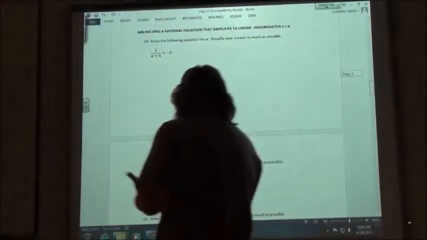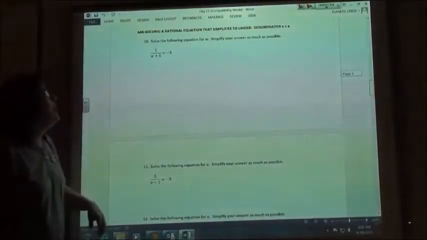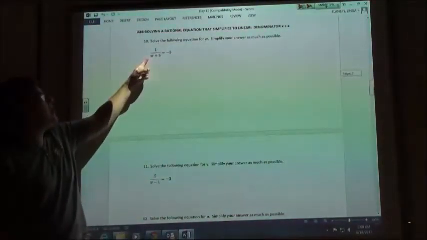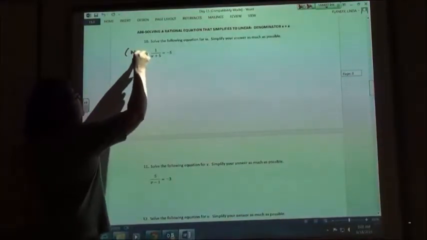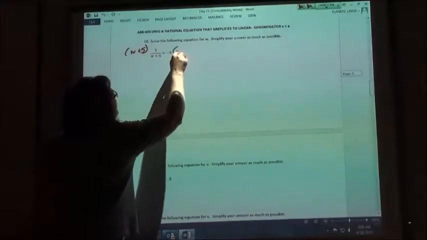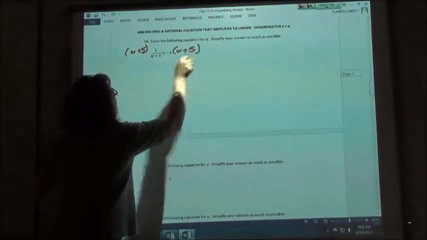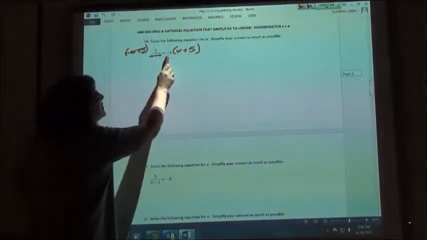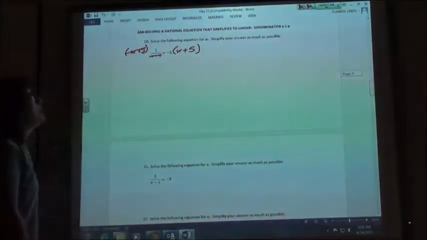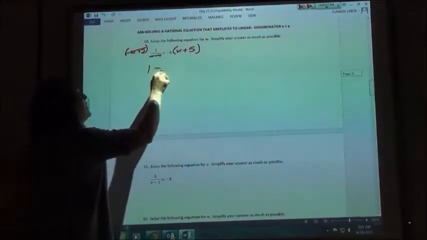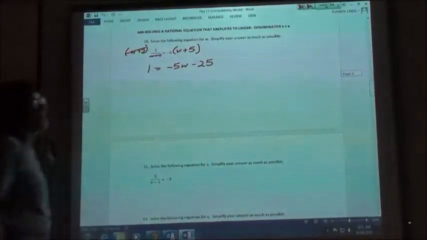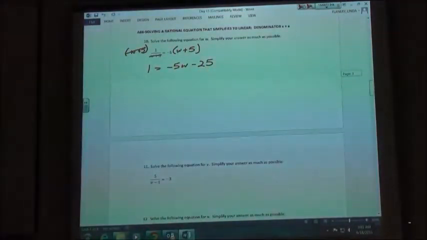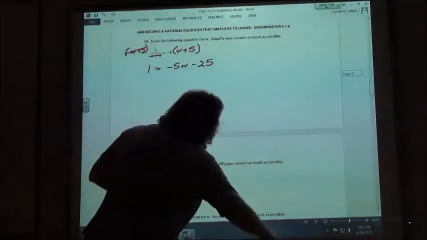Ten, 11, 12, same philosophy. I want to get rid of the fraction, so I have to multiply by the denominator. The denominator says w plus 5. When I multiply by the denominator, I can cancel out my fraction, and I'm going to use my distributive property. So 1 is going to equal negative 5w minus 25. Then I solve my equation just like I solve every other equation.